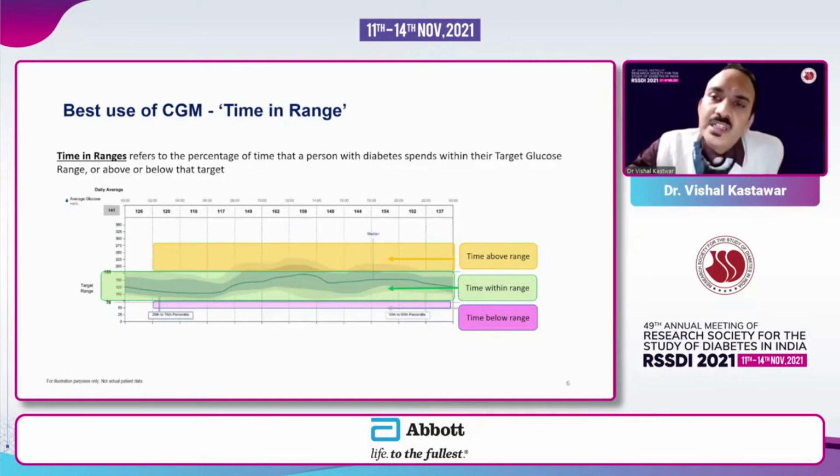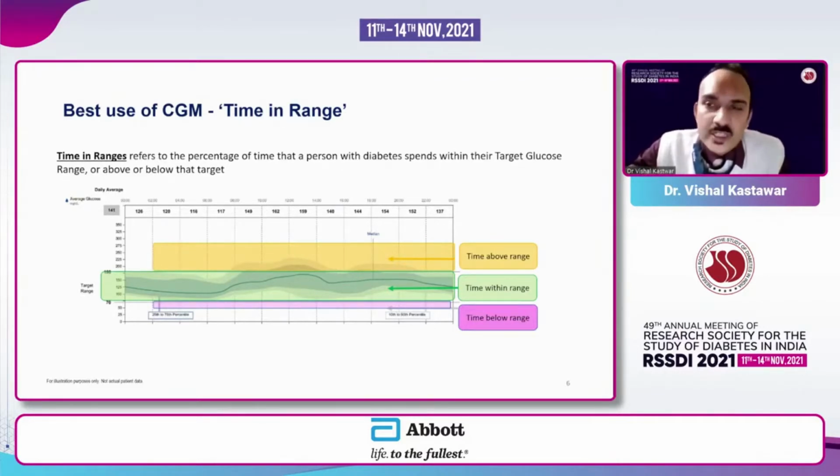Now, studies have clearly shown that there is a difference between the high glucose levels when they are between 180 to 250 milligram per deciliter and when they are more than 250 milligram per deciliter. That's why time above range has been classified into 2 levels. Level 1 is when the glucose levels are between 180 to 250 milligram per deciliter, and level 2 when the glucose levels are more than 250 milligram per deciliter.